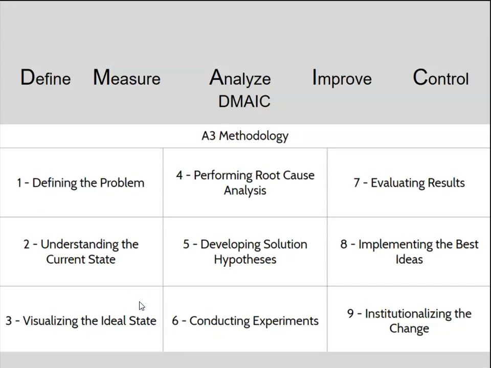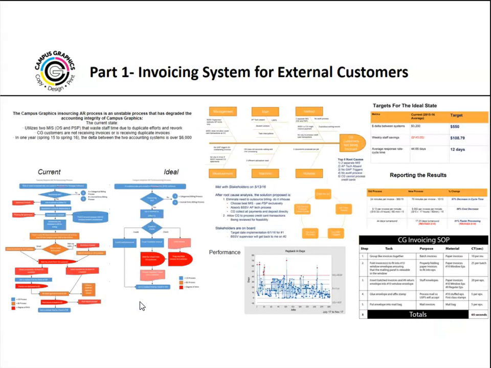And of course, when we're doing the reporting out, we're using DMAIC, but we're using the A3 methodology in order to report out. And you've seen that. This is my A3 that I did for one of my black belt projects. It's with the invoicing system for external customers. It's part 1. You can see I've got the current state, the ideal state, the fishbones, the targets, and then the control phase, using a check sheet.